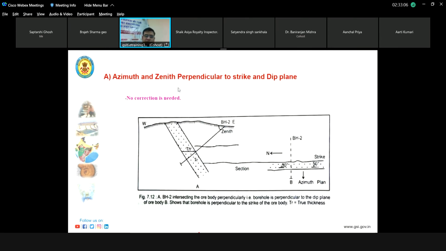Then azimuth, zenith, perpendicular to the strike of it. Here you can see the borehole is dipping like that. Suppose this is 45 and you are putting the borehole also at 45, then you will encounter this zone. It is the true thickness of the mineralized zone, because if it is 45 and this is 45, then it will be 90. So you are cutting this mineralized zone at an angle of 90 degrees. That means you are cutting the true thickness.